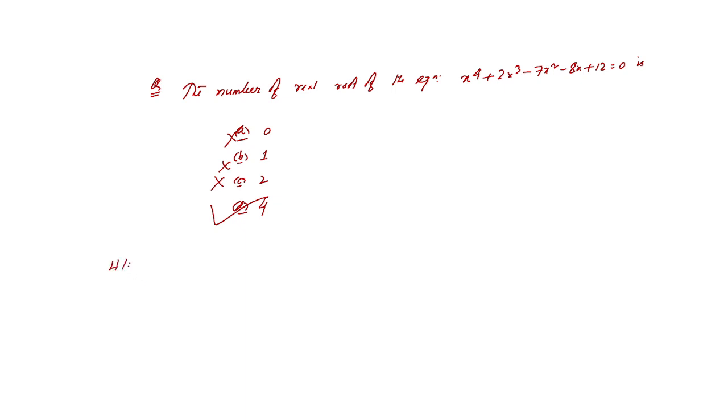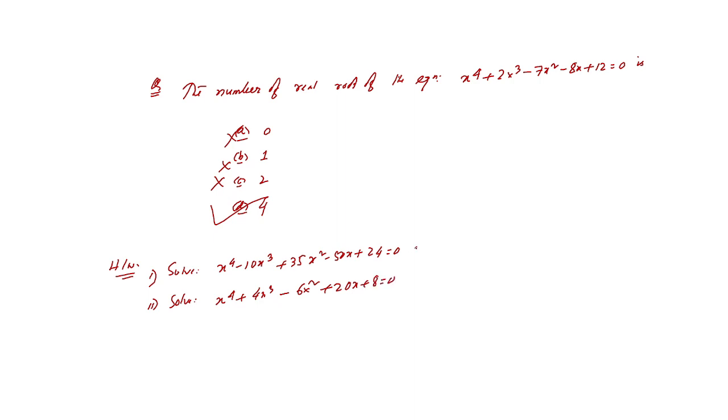So now I will give you some assignment. Solve by Ferrari's method. The first question is x to the power 4 minus 10x cube plus 35x square minus 50x plus 24 equals 0. This is one important question. And another question, solve x to the power 4 plus 4x cube minus 6x square plus 20x plus 8 equals 0. These are two important questions given as homework and you will solve them easily.